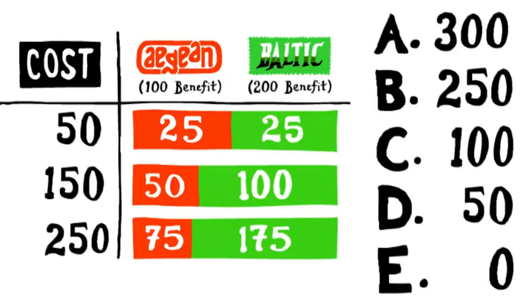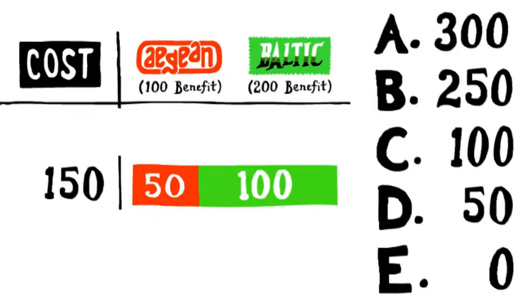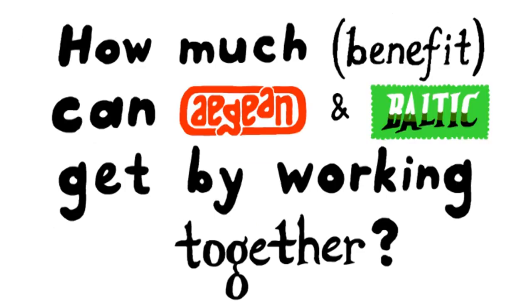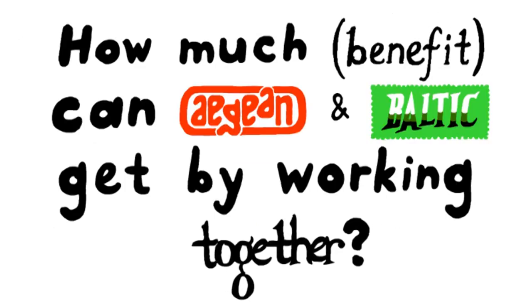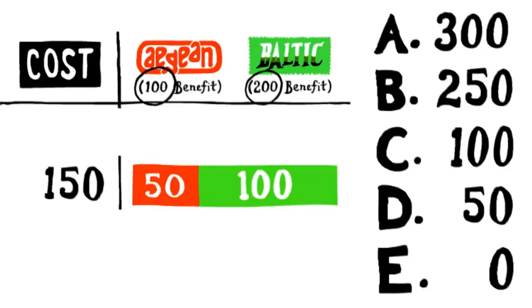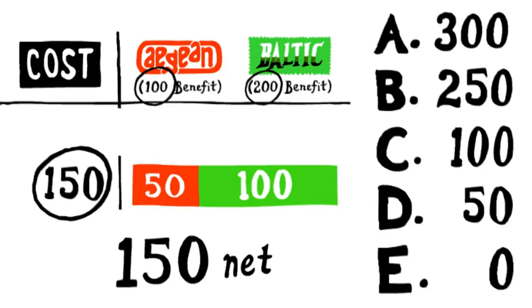Okay, time to try the second row of the table. What's the pie when the total cost is 150? At this point, you know the question to ask. How much net benefits can Aegean and Baltic get by working together? They can gain 300 in benefits, and the cost of the software is 150, leaving 150 net.